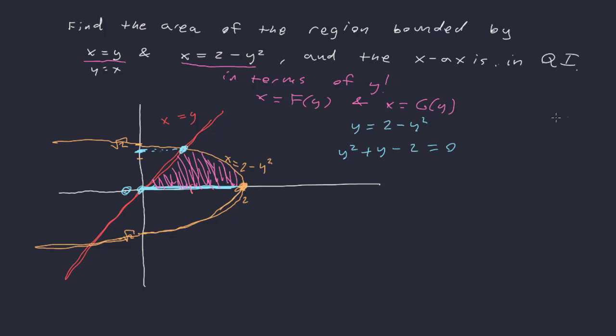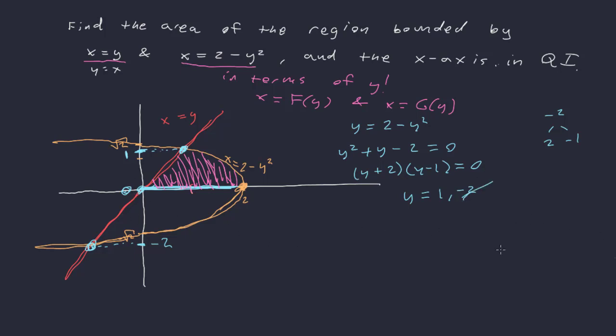And this may factor. I want factors of negative 2 that sum up to be 1, so 2 and negative 1 would do that. So we get y plus 2 times y minus 1 is equal to 0. So we get that y is equal to 1 or negative 2. So this is 1, right? Negative 2, that would be this intersection down here. All right, so we don't need to bother with the negative 2 because we're going from 0 to 1.